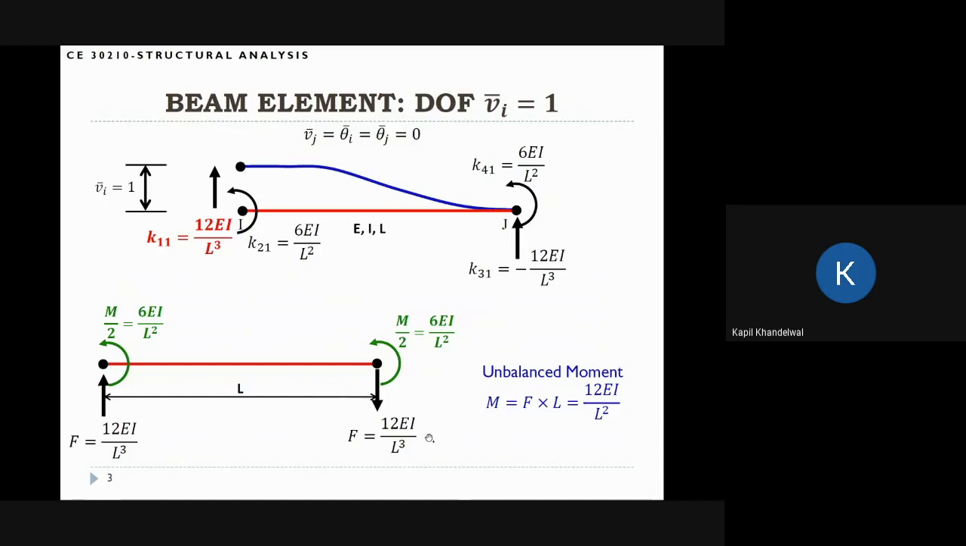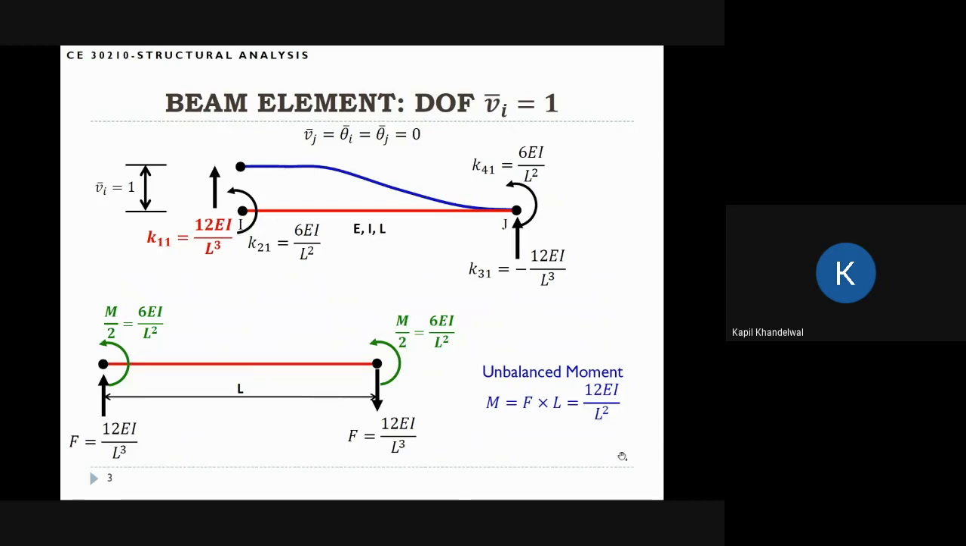So if we multiply this value by L, it's 12 EI by L squared. So this is the unbalanced moment. And if you think carefully, this moment is in the clockwise direction, okay? And to balance this moment, we have to put some additional moment on the beam. So what happens to balance this moment?